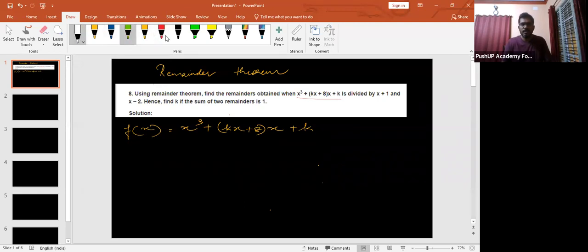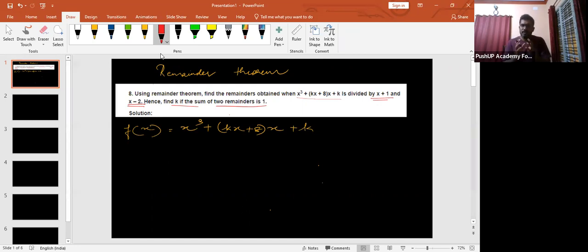Now they are asking you, find the remainders obtained when this polynomial f of x is divided by x plus 1 and x minus 2. Hence, find k if the sum of the two remainders is 1. All right. So here is the crux of the question line. They are asking you to divide both these polynomials with what? X plus 1, isn't it?